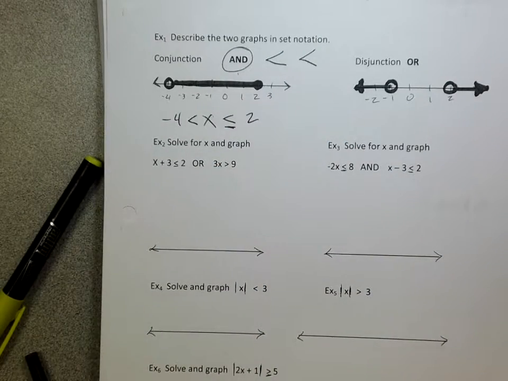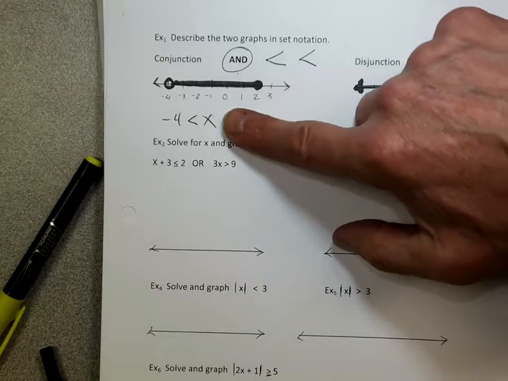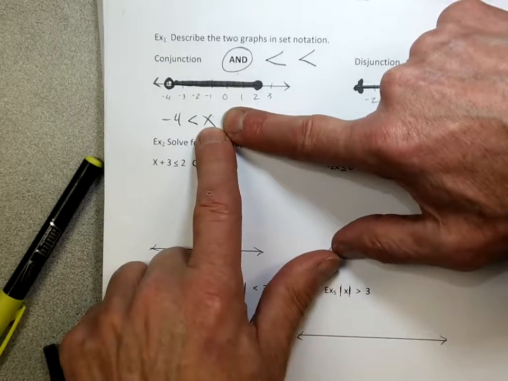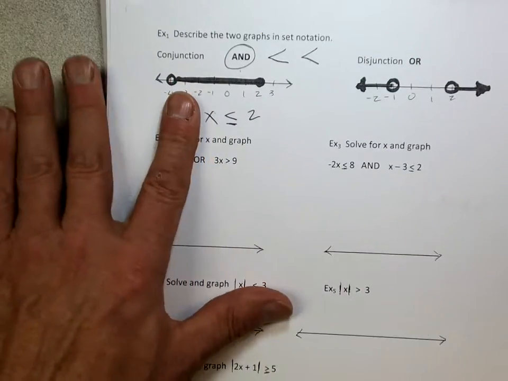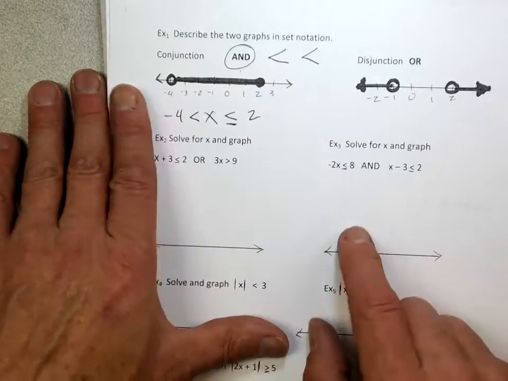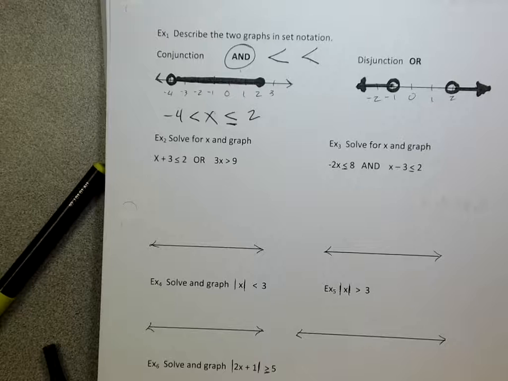Let's see why. Let's read it backwards. Okay, read x first. X is greater than -4. Yeah, that looks like that, right? X is less than or equal to 2. Yeah, that looks like it. Okay, so we rewrote it in a compound statement.